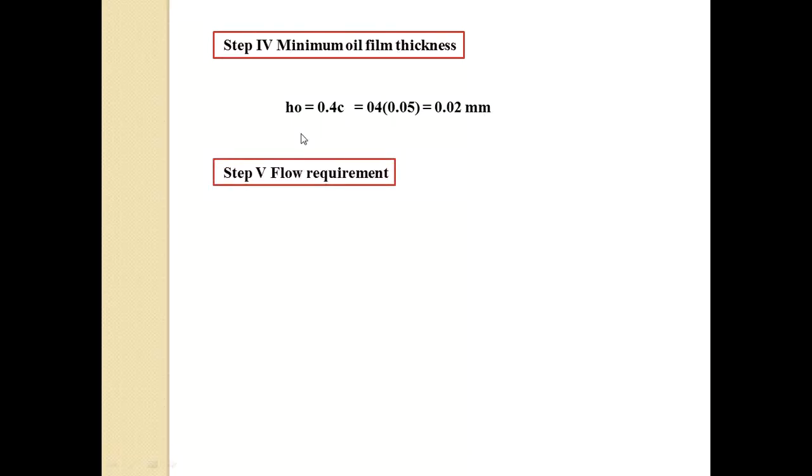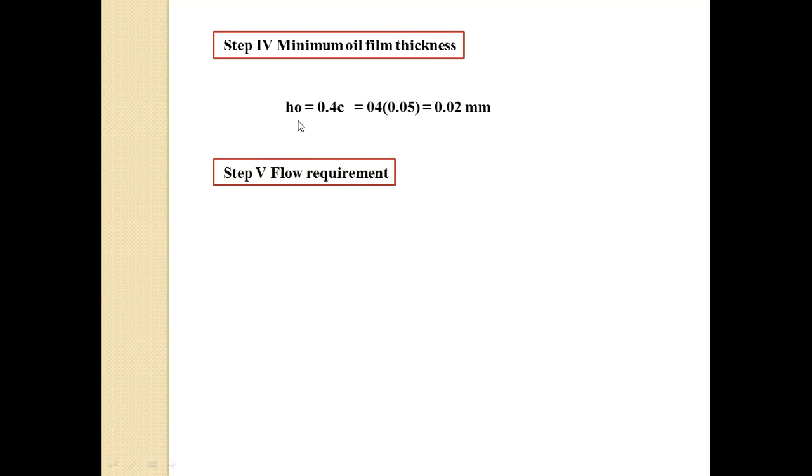Step number 4, minimum oil film thickness. Now see here, H naught by C is equal to 0.4. So H naught is the minimum oil film thickness. H naught is equal to 0.4 into C. This 0.4 is given, written here. Instead of this one, correct here, 0.4 is there. So 0.4 into C, where the value of C, the clearance, is given in the problem statement as 0.05. So we got here 0.02 mm. This is H naught, the minimum oil film thickness. That is step 4, and this finding is over here.